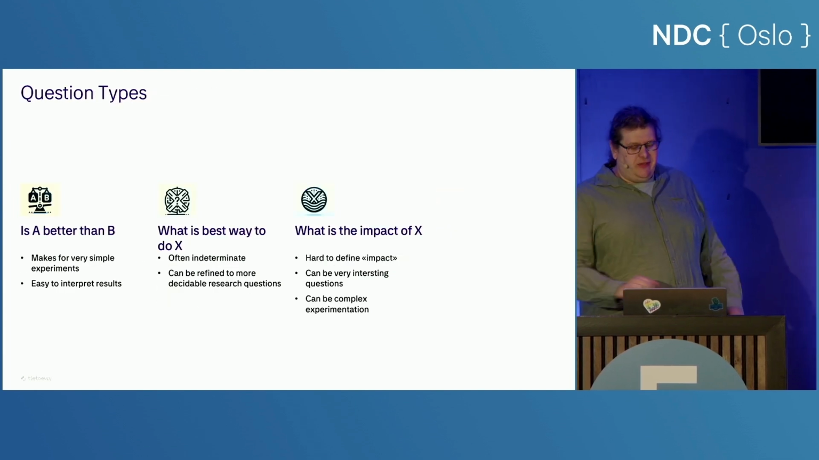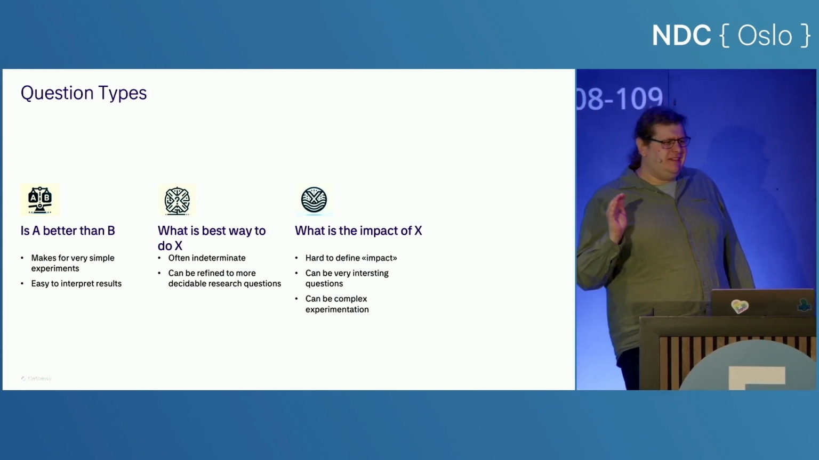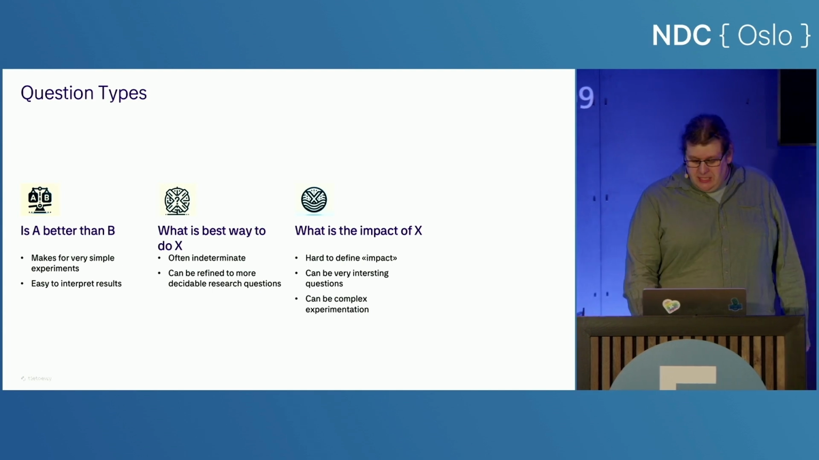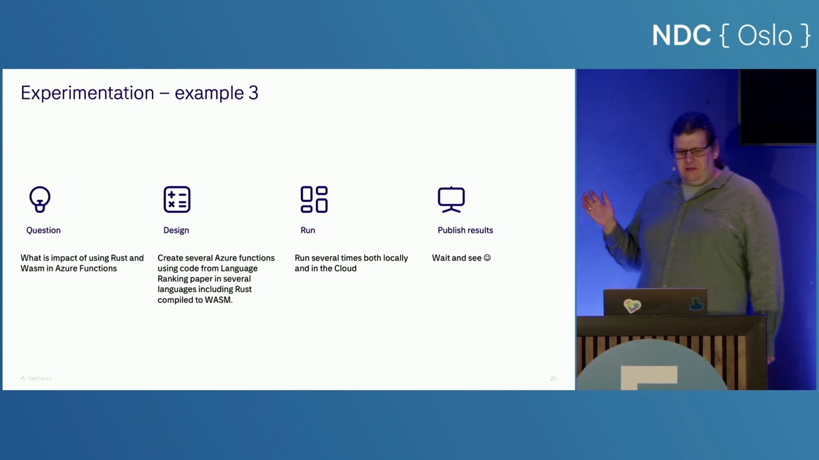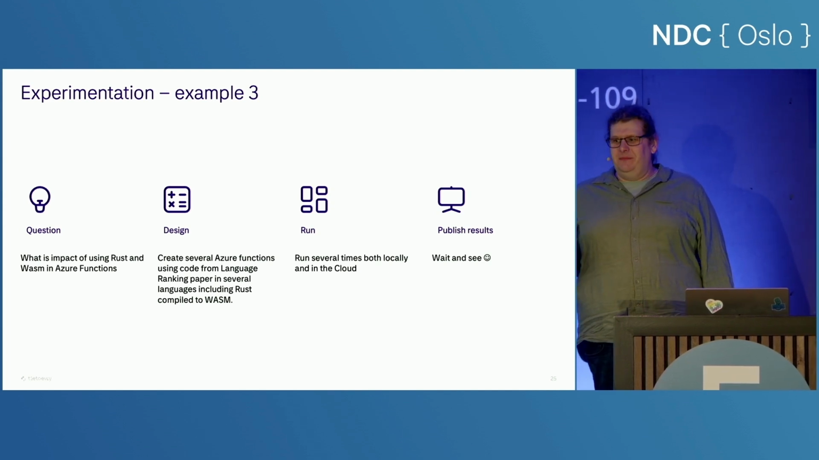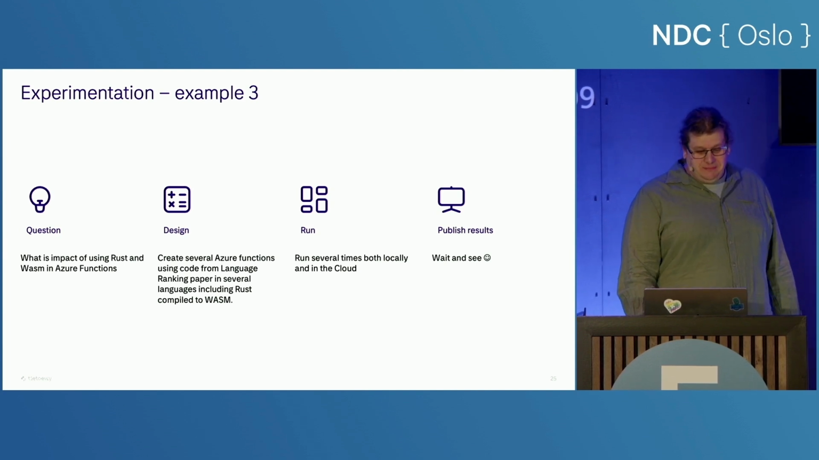And the last kind of question is: what is the impact of X? These are very interesting questions often, but also fairly difficult. So let's look at one of those. What is the impact of using Rust in Azure Functions through WebAssembly? Because Rust can compile to WebAssembly. And WebAssembly is fun.